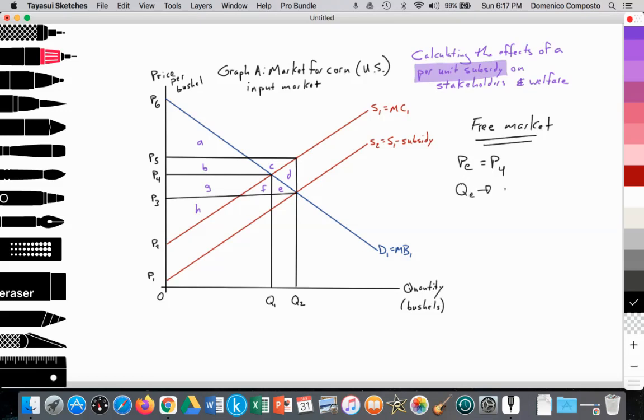This is where the quantity supplied is equal to the quantity demanded in the free market. And we're going to take a look at where S1 equals D1, and that intersection illustrates that quantity 1 is the equilibrium quantity. So the equilibrium quantity is at quantity 1, in the free market where the S1 equals the D1, where the free market supply equals the free market demand.